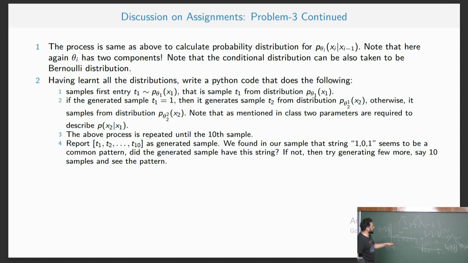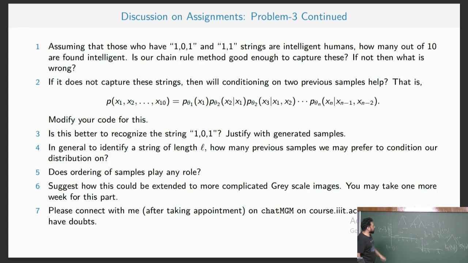So finally I am saying that you have generated all the t1 to t10 samples and so on. This is exactly the same, but what I want to see next is this. Assuming that those who have 101 and 11 strings are intelligent humans, how many out of 10 are found intelligent? So let us say you generated 10 samples. Did it capture 101 and 11?